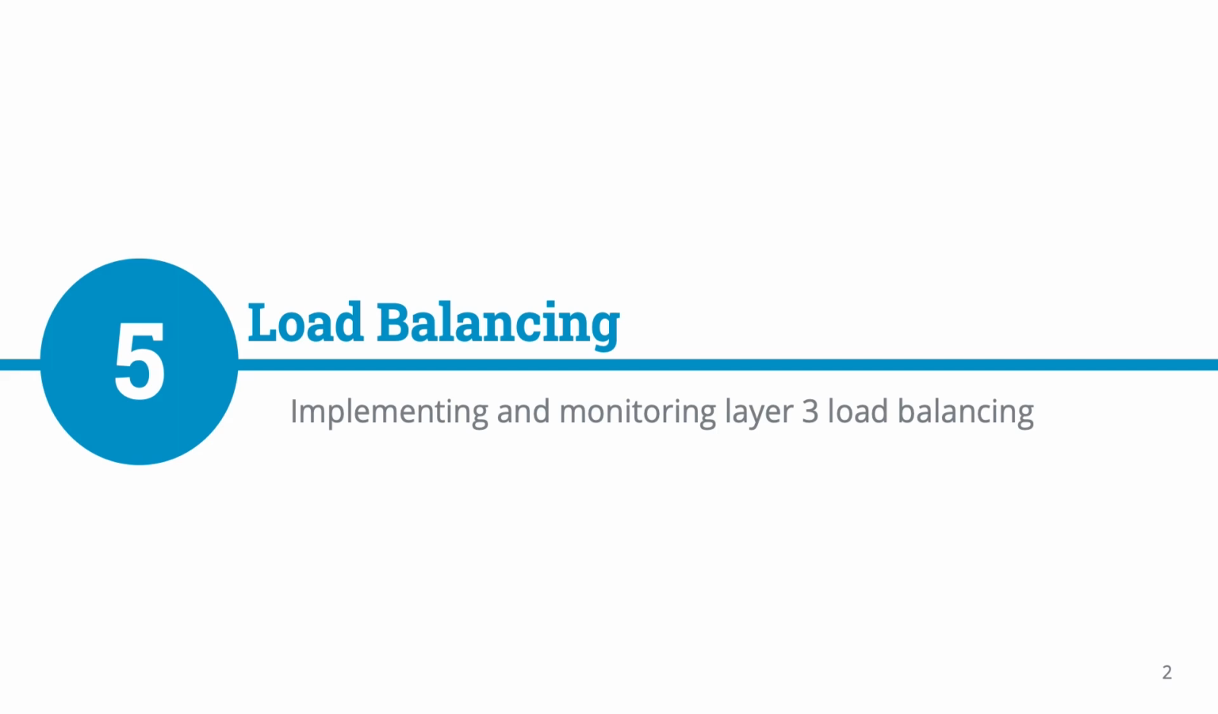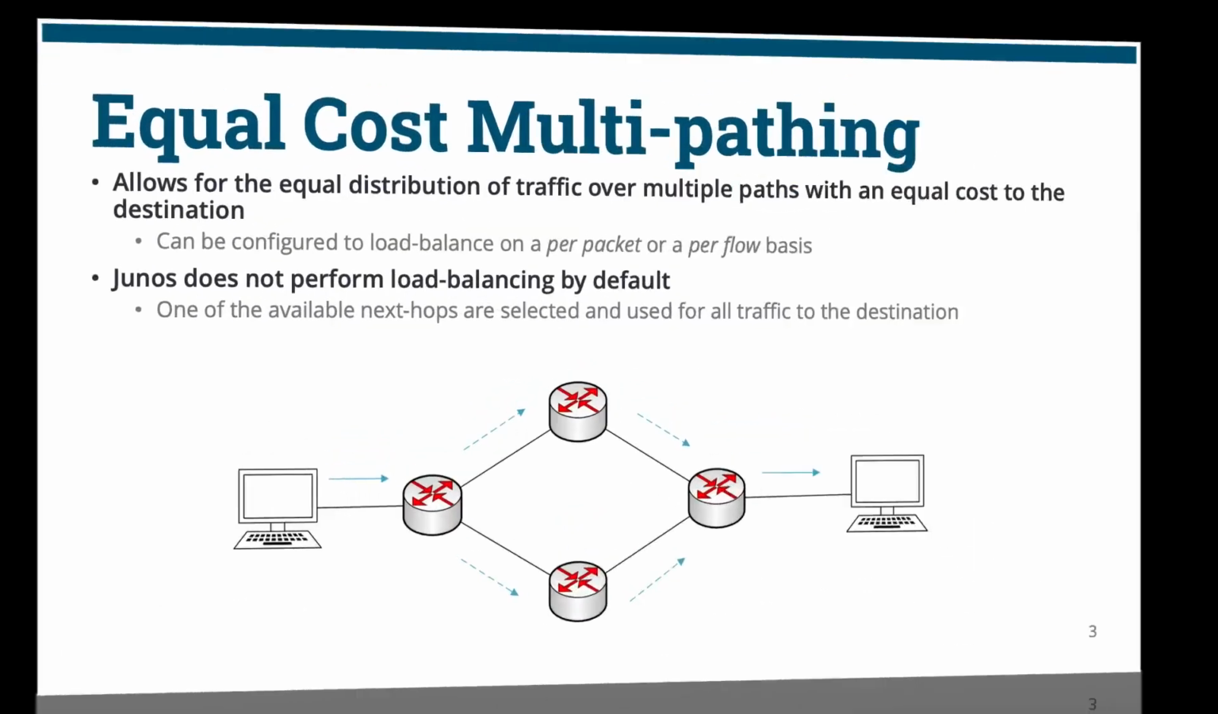Unlike Layer 2 load balancing using link aggregation groups and LACP, Layer 3 load balancing doesn't require any cooperation or configuration with the next hops to implement. Where both sides of an LACP LAG link must be configured to exchange LACP control frames, Layer 3 load balancing does not require any such cooperation between upstream and downstream devices. Let's dive in and see how Layer 3 load balancing can be configured, applied, and monitored in Junos.